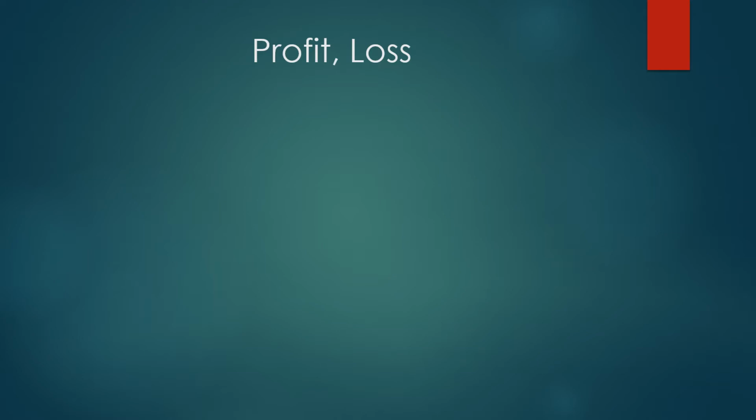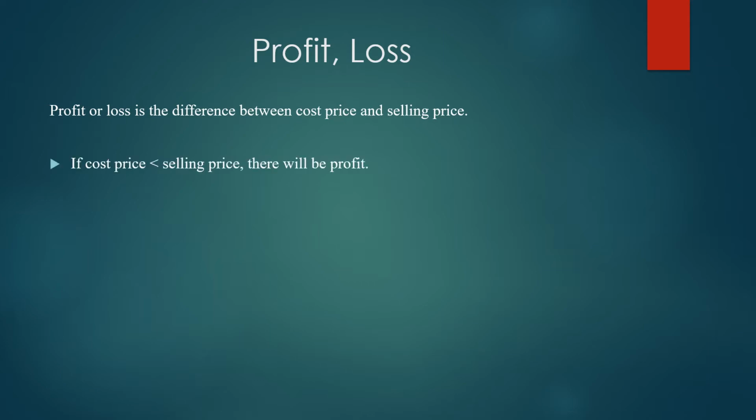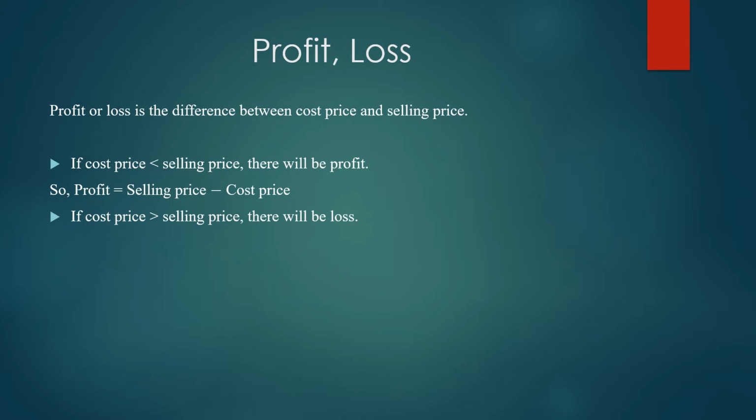What is profit or loss? Profit or loss is the difference between cost price and selling price. If cost price is less than selling price, there will be profit. So, profit is equal to selling price minus cost price. Again, if cost price is greater than selling price, there will be loss. So, loss is equal to cost price minus selling price.